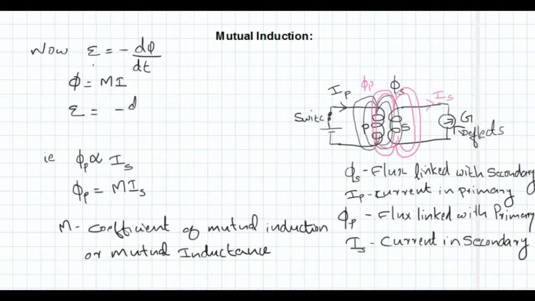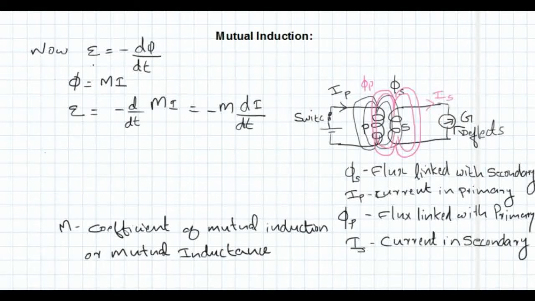Therefore, E is equal to minus d by dt of MI. And again M is a constant, right? Therefore, we can write minus M into di by dt. So the induced EMF in the case of mutual induction is E is equal to minus M into di by dt.